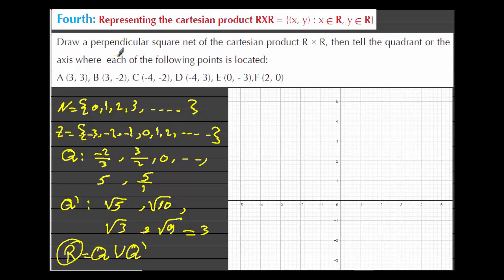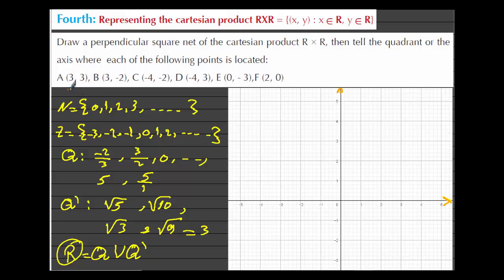Here, draw a perpendicular square net, like this, of the Cartesian product R by R. So here we have R, the set of real numbers here, and also here we have the set of real numbers. Now, tell the quadrant or the axis where each of the following points is located.